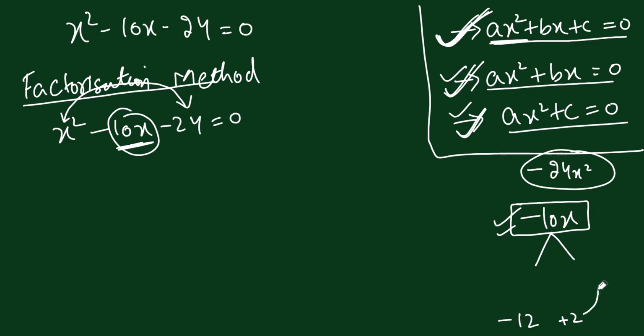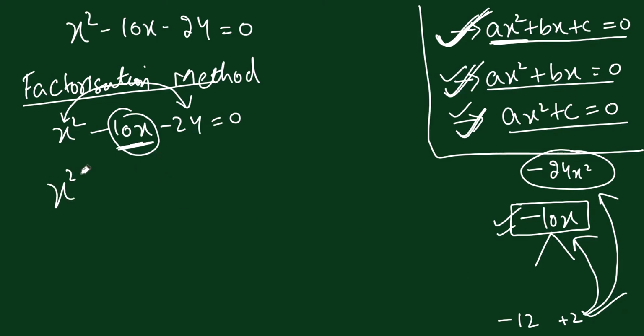On adding you are getting minus 10, right? And on multiplication you are getting minus 24. Again I repeat, minus 12 plus 2 is minus 10, and minus 12 times 2 on multiplication gives minus 24. So this is perfect. It's giving us both the needs.